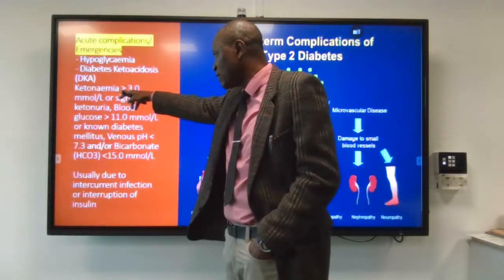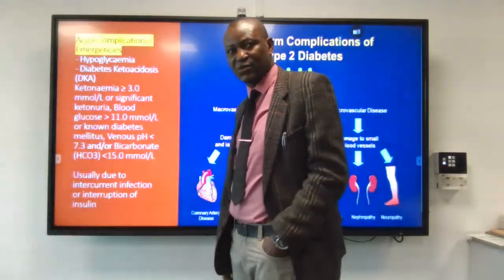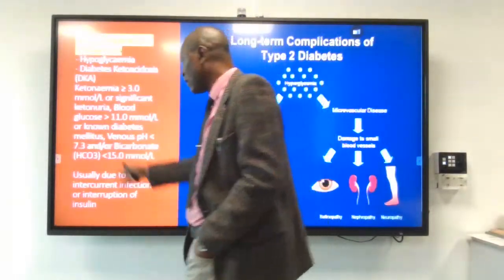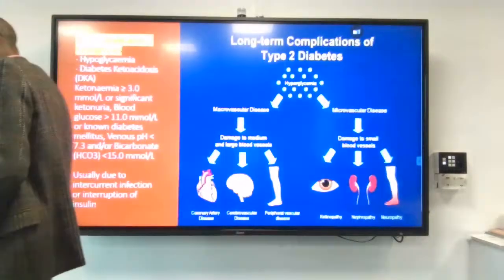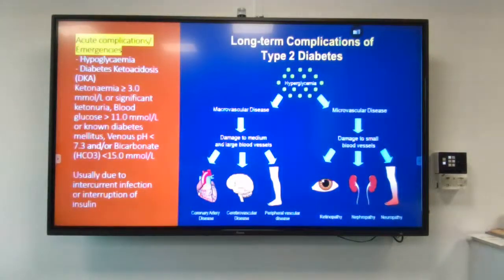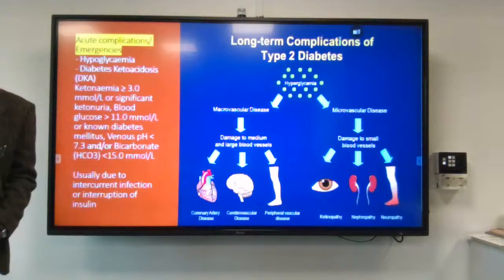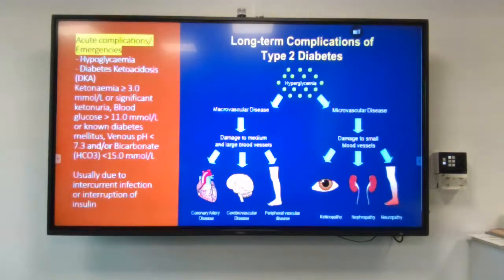The byproduct of that is ketone. And then we have acidosis. If you check the pH value, it's less than 7.3. Those are the classical signs. Again, these are serious emergencies and they are life-threatening situations.